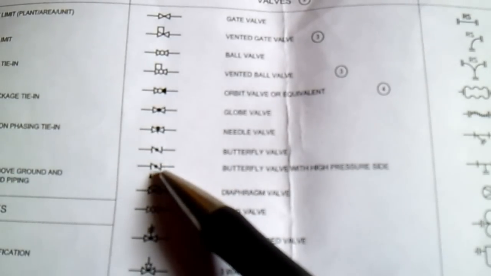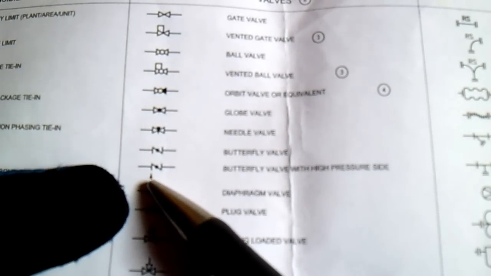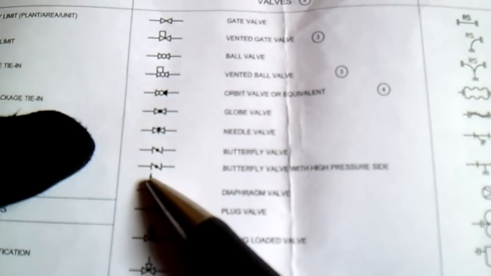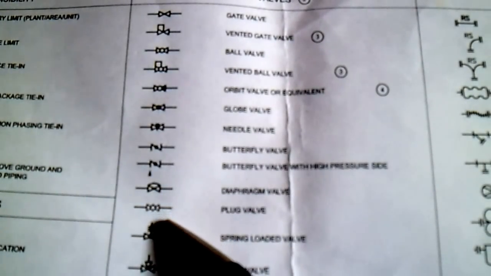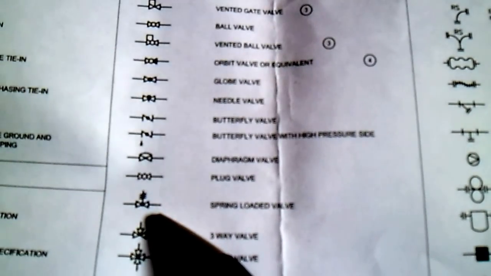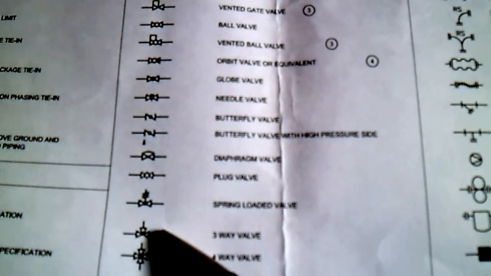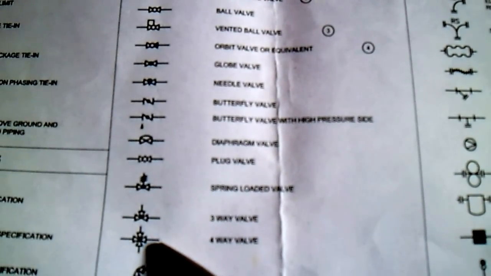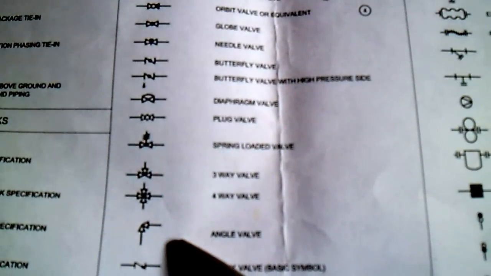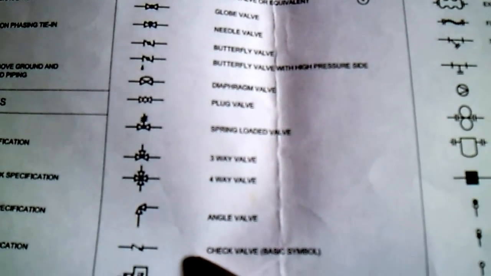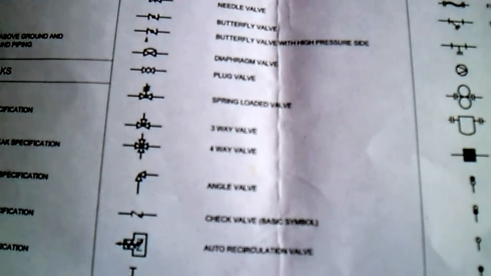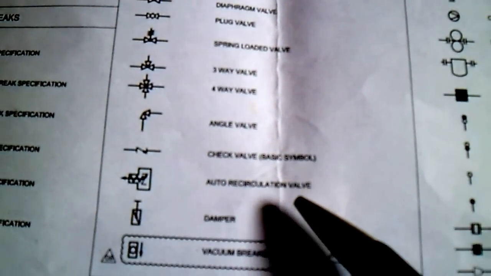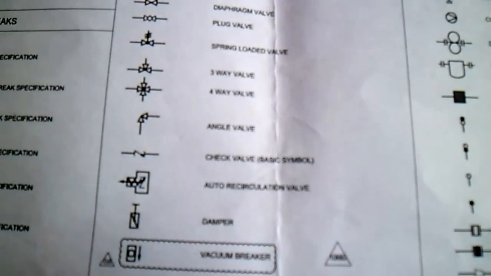Butterfly valve with high pressure. If you can see this small arrow, this is a high pressure side. And we have a diaphragm, plug, and this is a spring load valve, three-way valve. You have four-way, angle, check valve, and we have an auto recirculation valve and damper, and we also have a vacuum breaker.